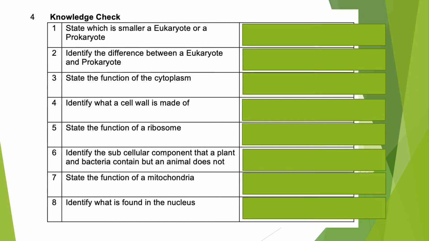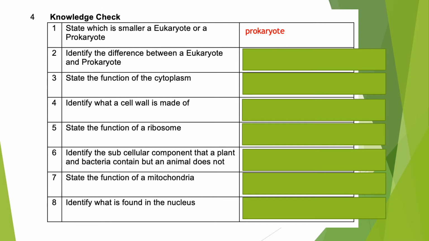All right, so most of these questions are going to be about the last lesson that we just did on prokaryotes and eukaryotes. So that's why I mentioned, if you didn't catch the last lesson, please make sure that you take the time now to go back and make sure you know the answers. So number one says, state which is smaller, a eukaryote or a prokaryote. So this one's going to be a prokaryote.